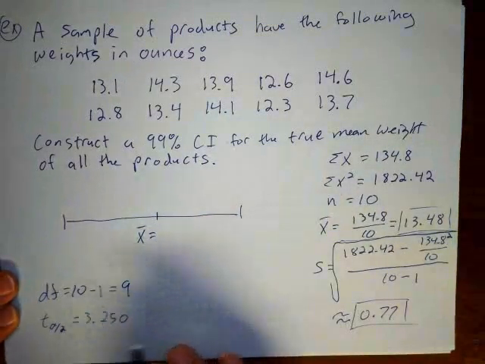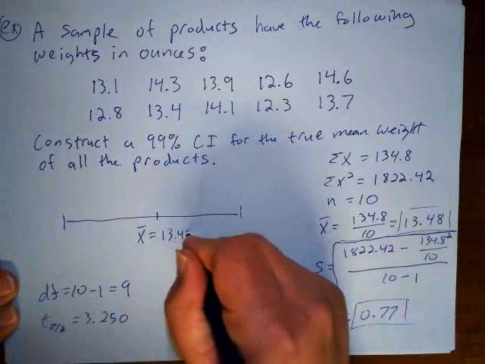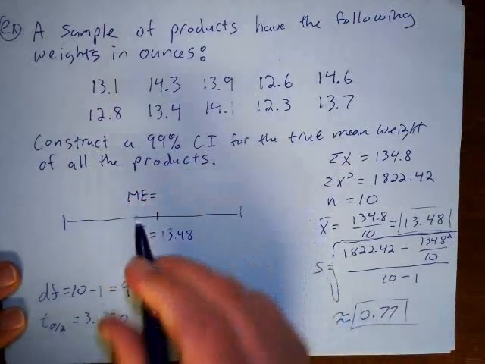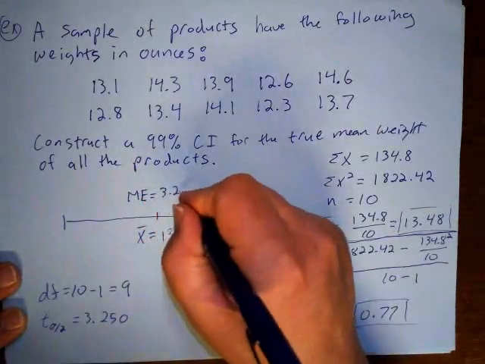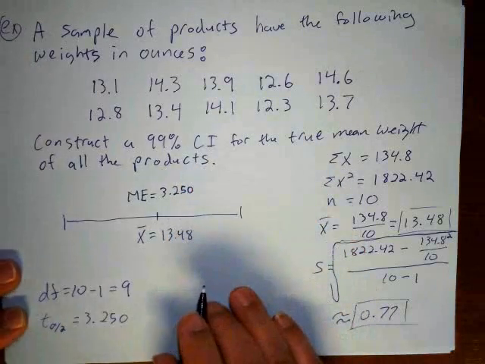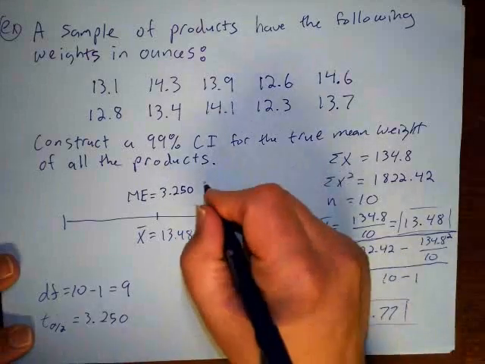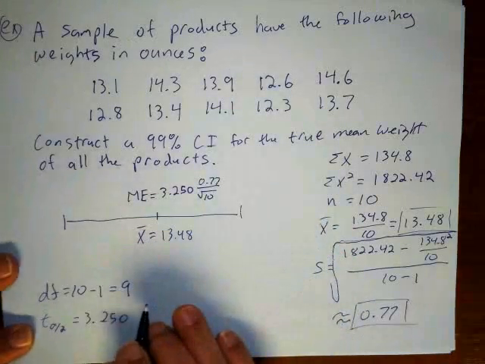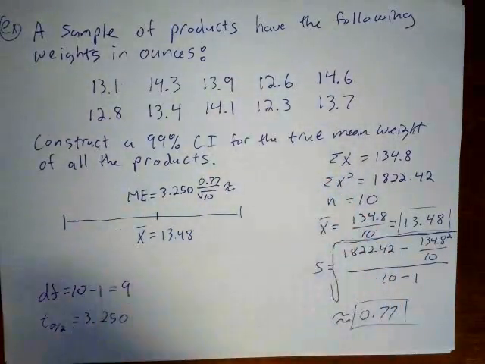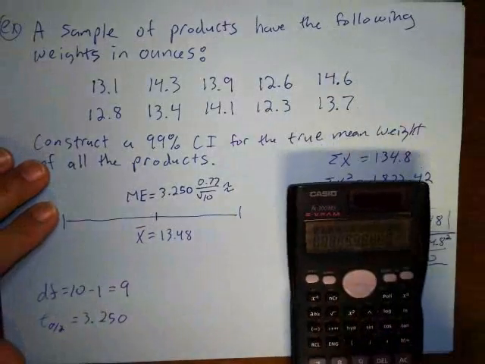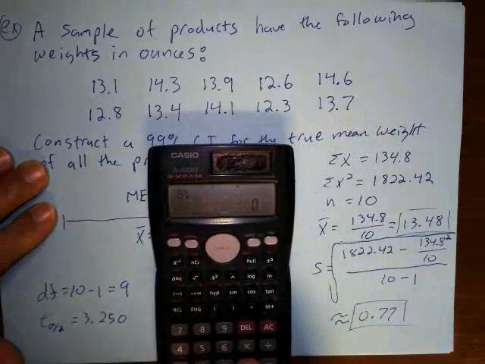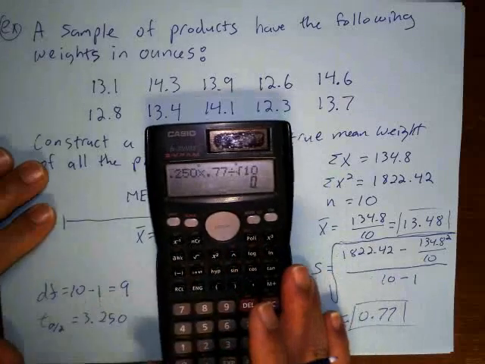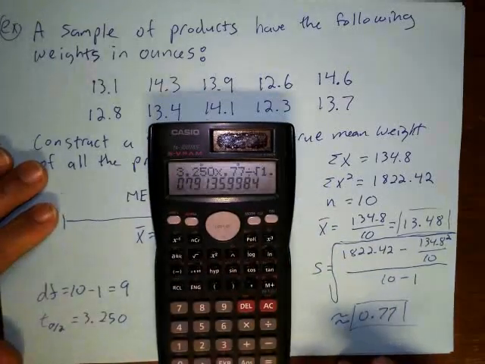Okay, now I can construct my confidence interval. So the mean here is 13.48. My margin of error is going to be this critical t value, 3.250, times this standard deviation, 0.77, over the square root of n, square root of 10. So I'm going to place this in my calculator: 3.250 times 0.77 divided by the square root of 10. Okay, and that's my margin of error.